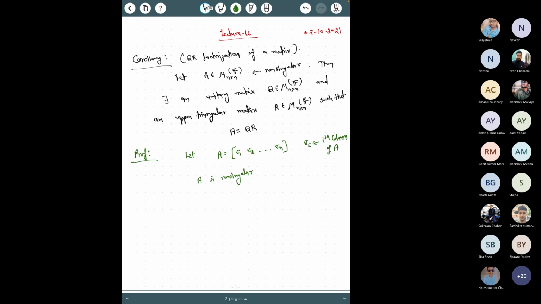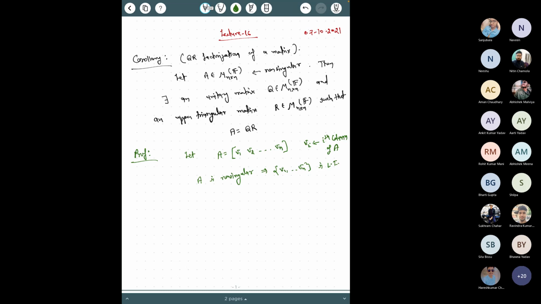So A is non-singular means A is invertible. This implies that the vectors v1 to vn are linearly independent, so this set is linearly independent. If you want to use the Gram-Schmidt process, you need a linearly independent set of vectors, and on that set of vectors you apply the Gram-Schmidt process. So we now have a linearly independent set of vectors here. If you recall the proof of the Gram-Schmidt process, I'll just give you a hint and then you can verify.